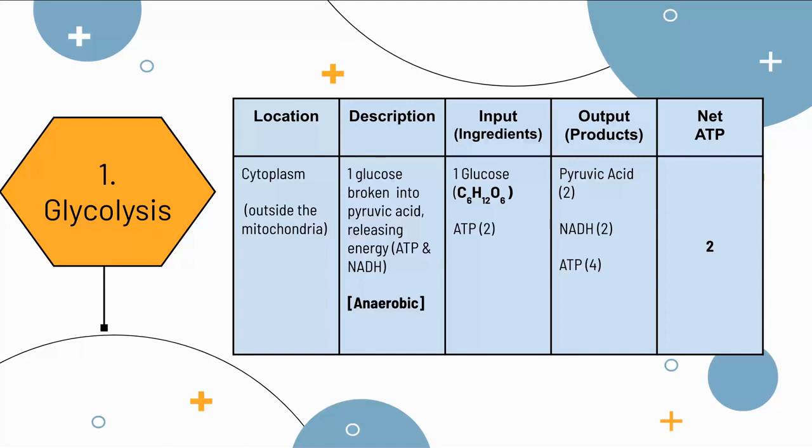Our net ATP that we want to take note of is going to be two ATP molecules. Even though we received a total of four from glycolysis, since we have to use two ATP to kick off glycolysis, we're only going to say we had a net of two ATP total.